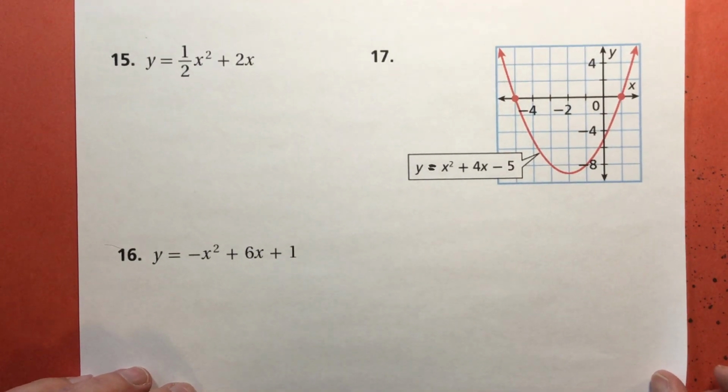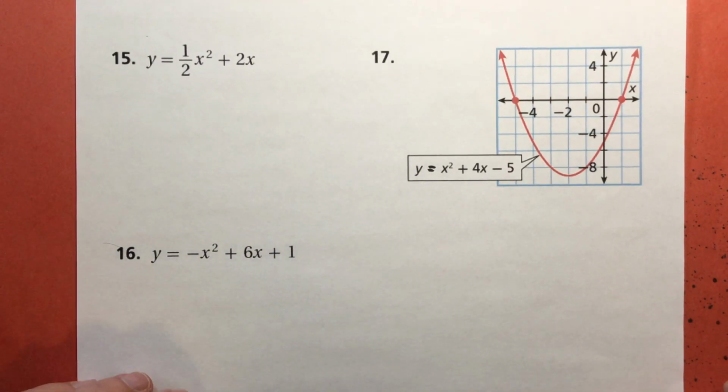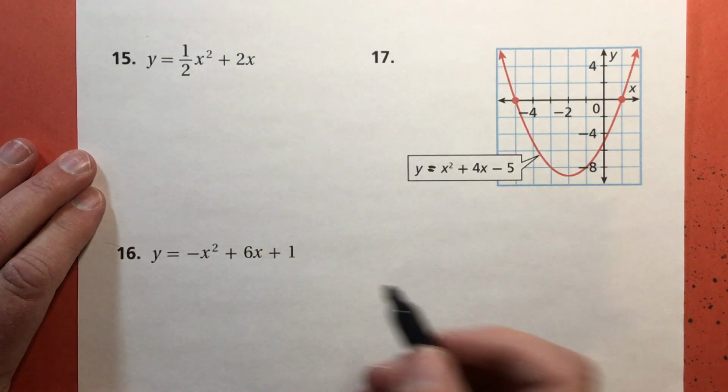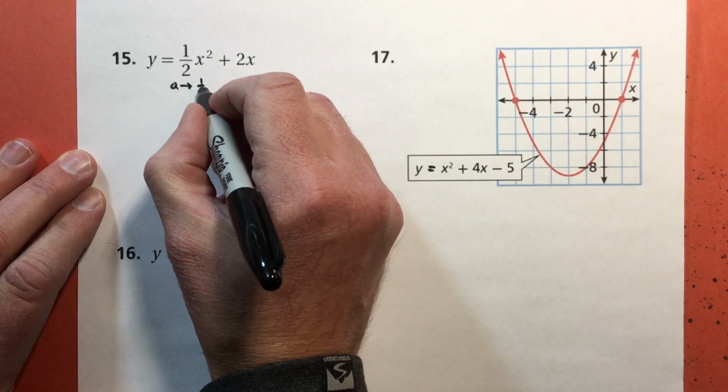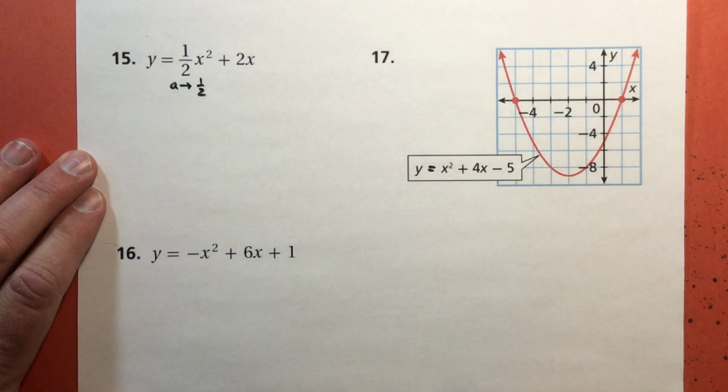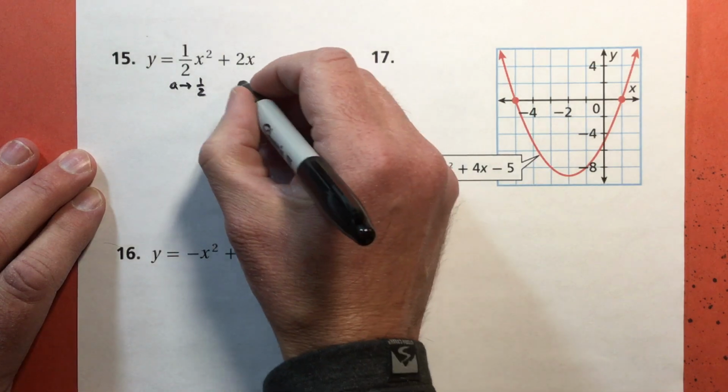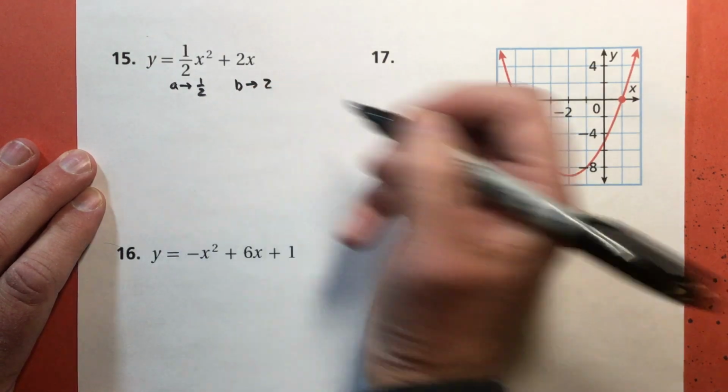I tried to fit all these on the same piece of paper so I could save some paper, but we'll see if I got room. All right. So my A is 1/2. Wonder if that's going to cause a problem. And my B is going to be 2.